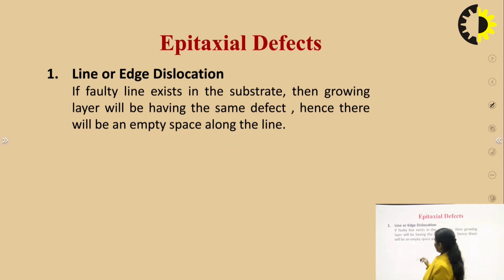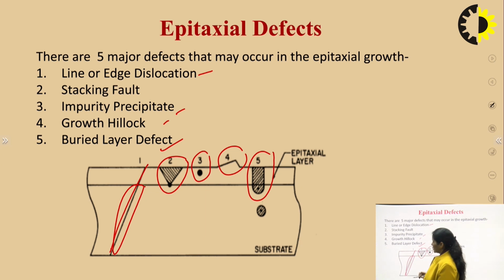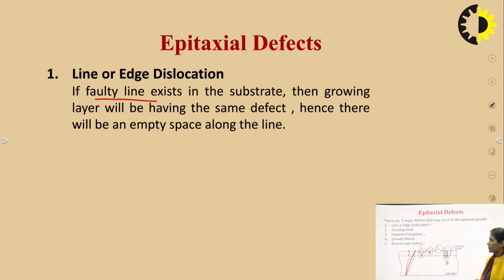In the case of line or edge dislocation, if the faulty line exists in the substrate, then the growing layer will also have the same defect. Let's see this in this figure. Suppose there is the line defect in this substrate, and this is the growth layer. This is the epitaxial growth which is grown on the substrate. So this line defect is extended to this portion as well. This is known as a line or edge dislocation.